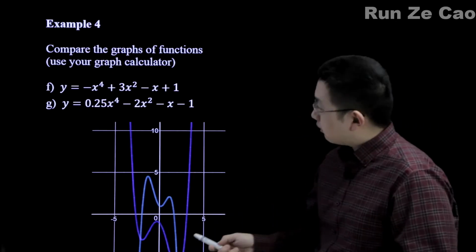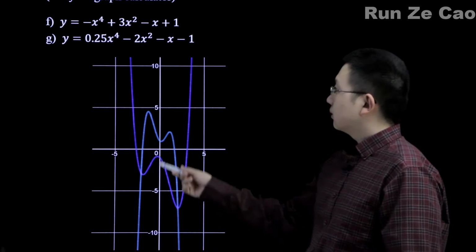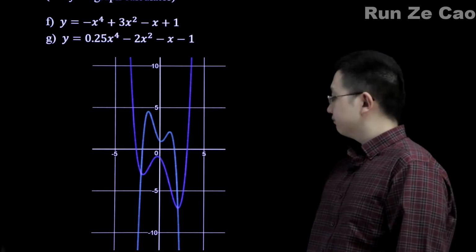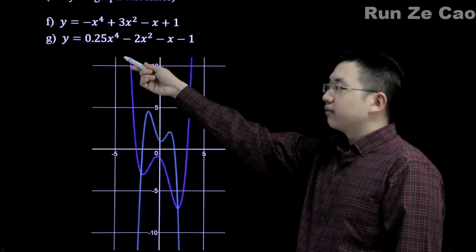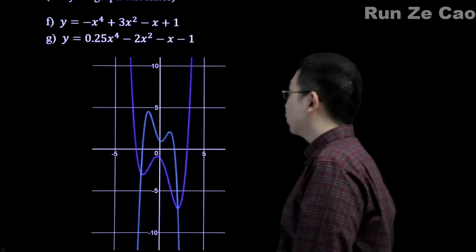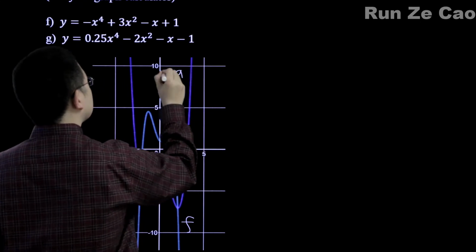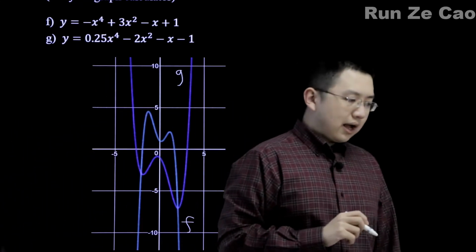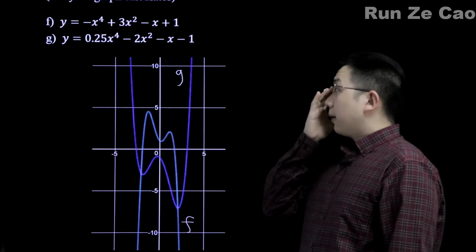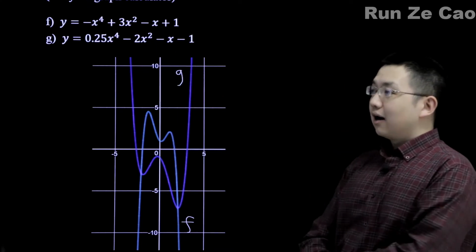So here we can compare the graph of these two, and we get that negative x to the fourth power. The other one is positive something, x to the fourth power. Obviously, the one that opens down is going to be the negative one. So this is f, and this is g. Now, as we can see, there can be multiple local maxima and minima.